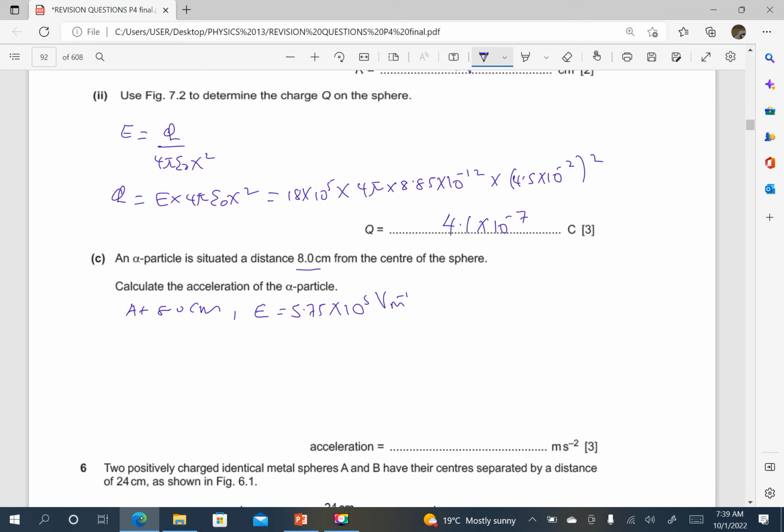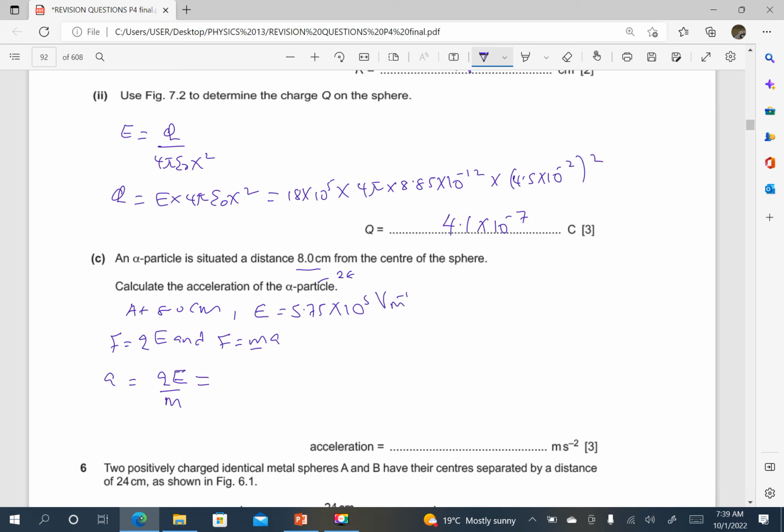We want acceleration. We know that force is equal to Q times E, and we know that force is M times A. So the acceleration is going to be Q times E divided by M. I'm just combining these two expressions. So I'm substituting. It is an alpha particle, so the charge is 2e.